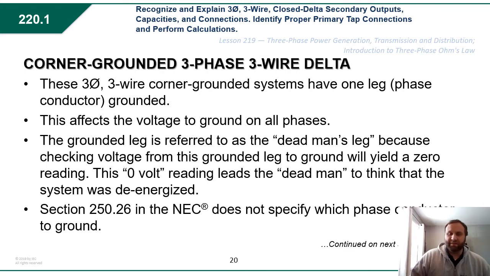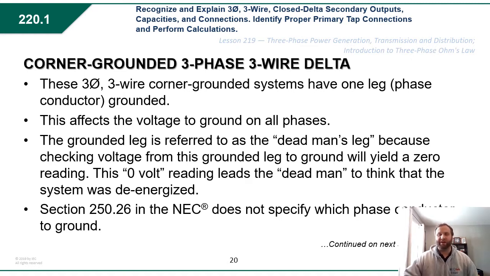In a corner grounded delta, also known as the dead man's leg, you can get a misleading voltage to ground reading at times. On a 3-phase, 3-wire delta, a corner grounded system, all but one phase to ground would read 240 if it was a 240 delta. The third phase, or the C phase, if you had corner grounded the C phase, would actually read 0 volts to ground, making the dead man think that the system was de-energized, he'd do his work and get the shock of his life. So this was known as a corner grounded delta.